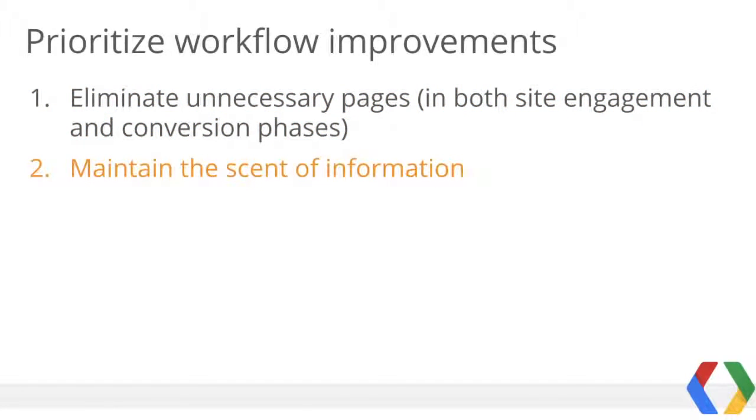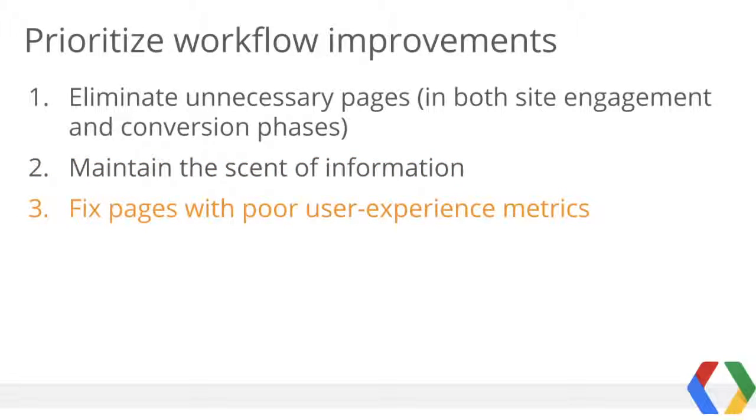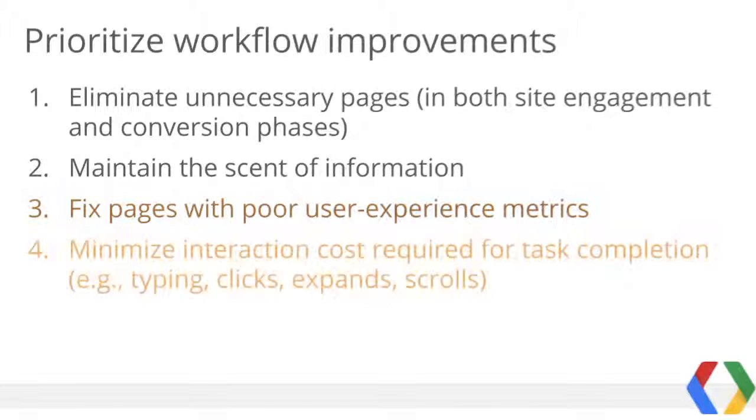Second, maintain information scent. Third, fix the remaining pages in the workflow that show poor user experience metrics. Fourth, minimize user interaction cost throughout the task. That's interactions such as typing, clicks, expands, and scrolls, which are particularly tedious and error-prone on smartphones.